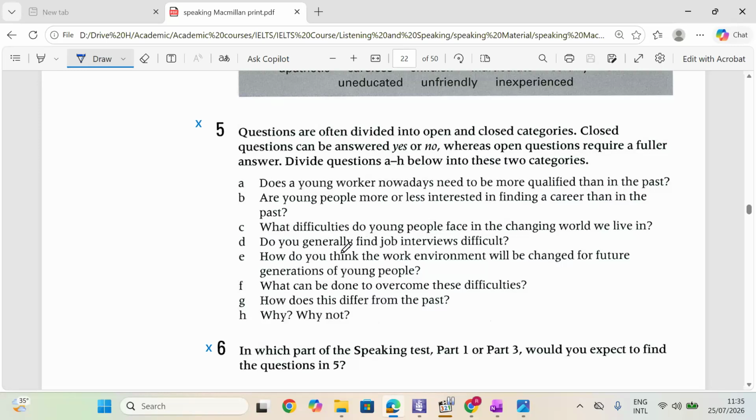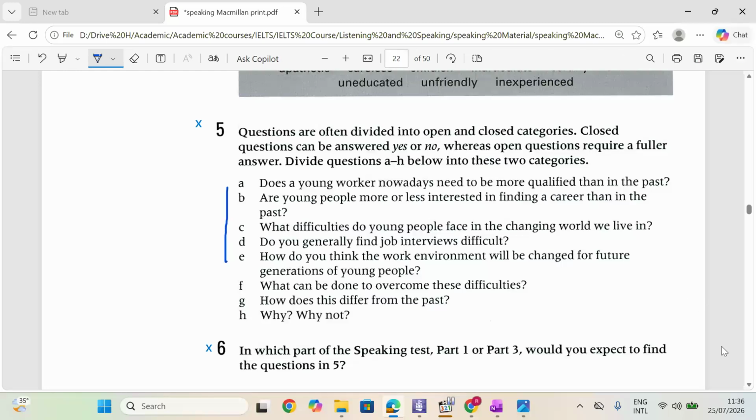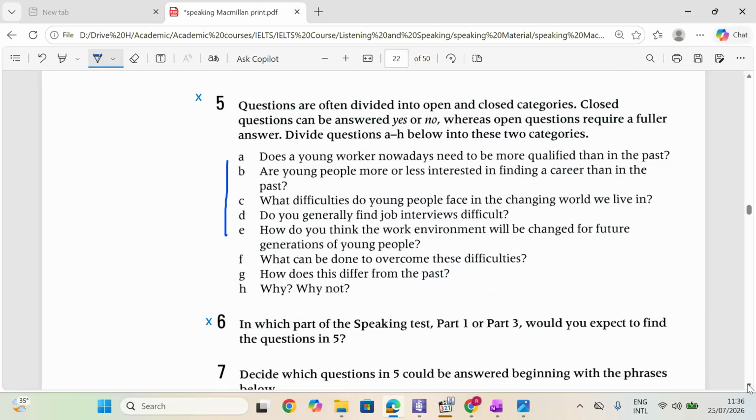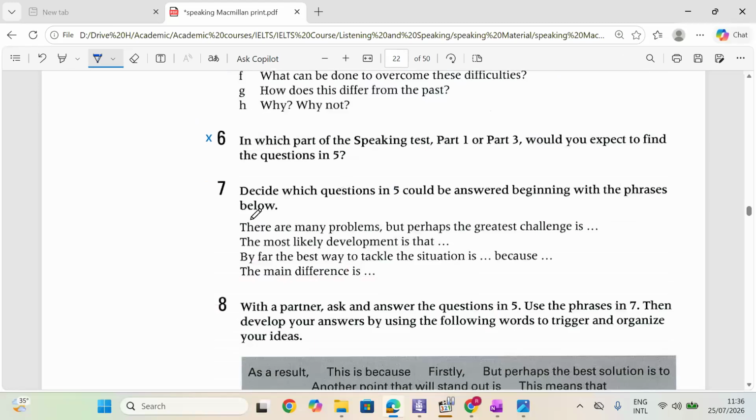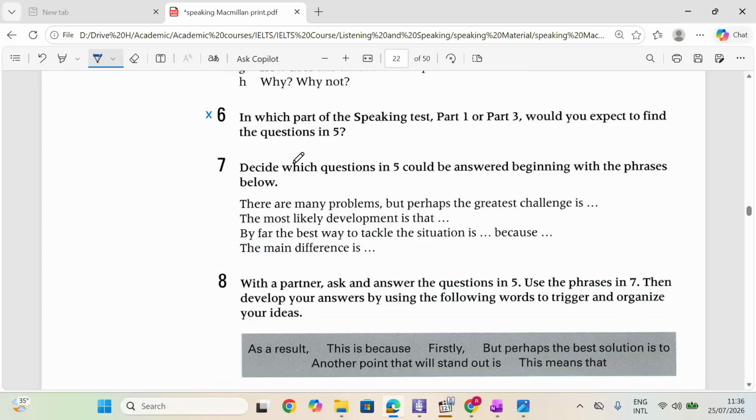Do you generally find job interviews difficult? And how do you think the work environment will change for future generations of young people? That's enough. Let's consider these questions. You are going to discuss them, but when you come to share your answer, I recommend you use the expressions here in exercises 7 and 8. What happens in 7 or what happens in 8? In 7, they give you expressions that you use.